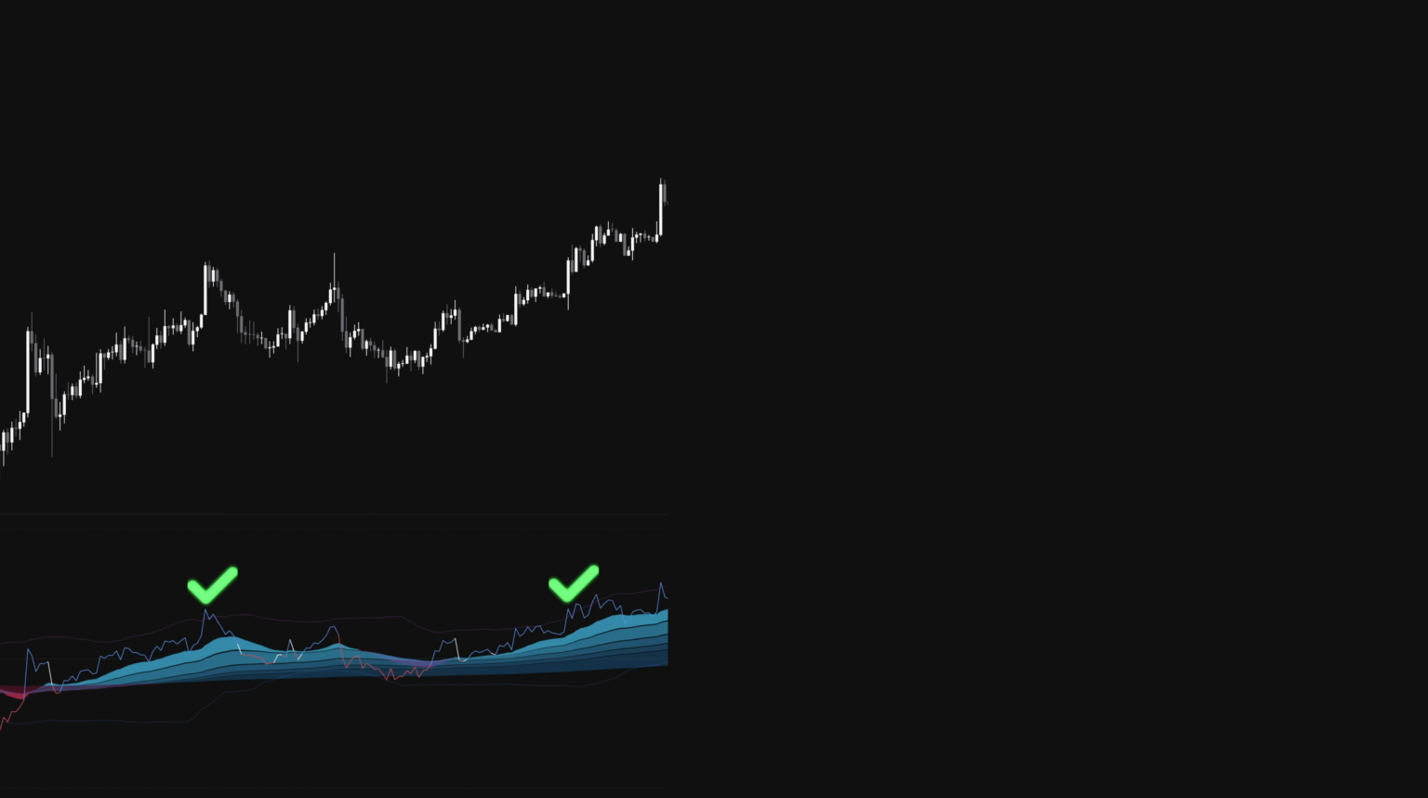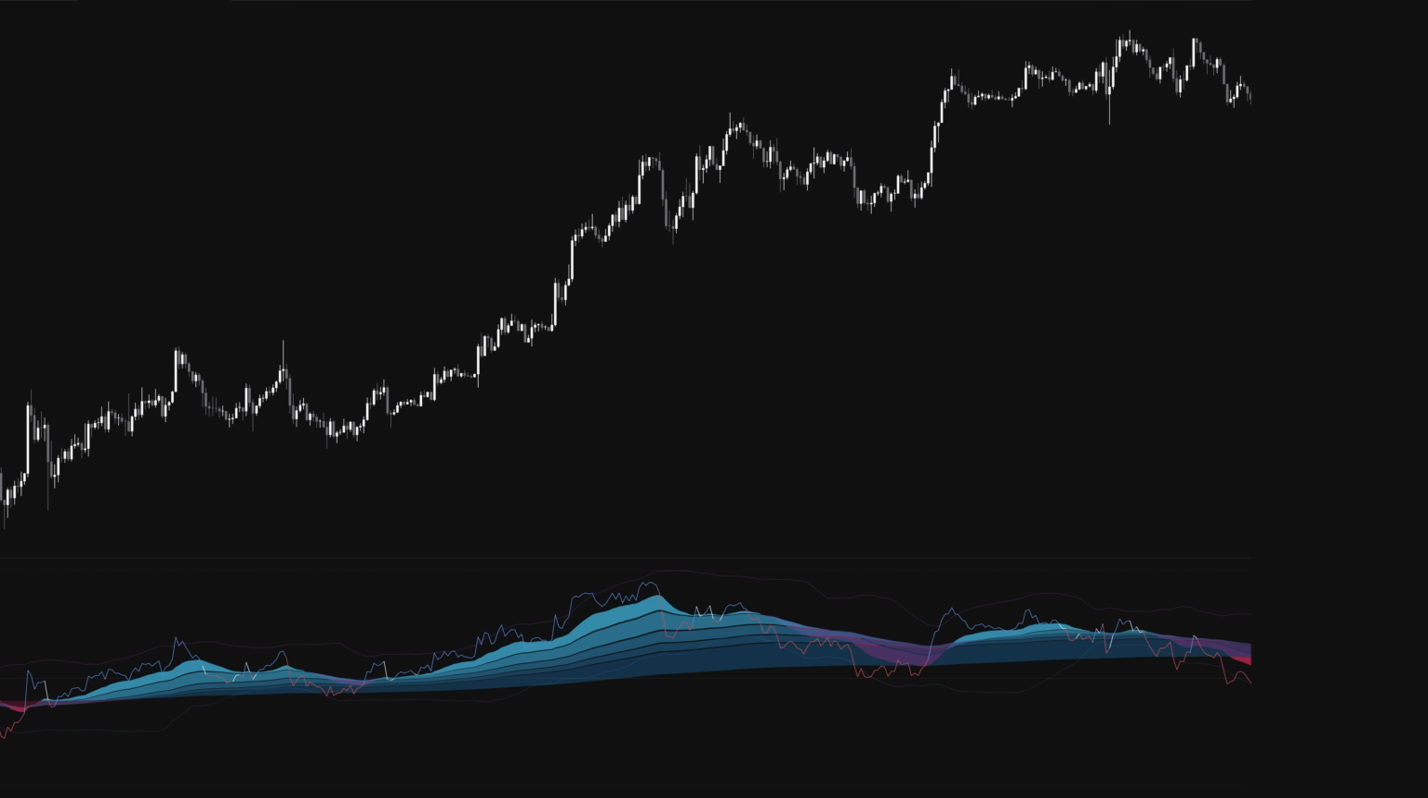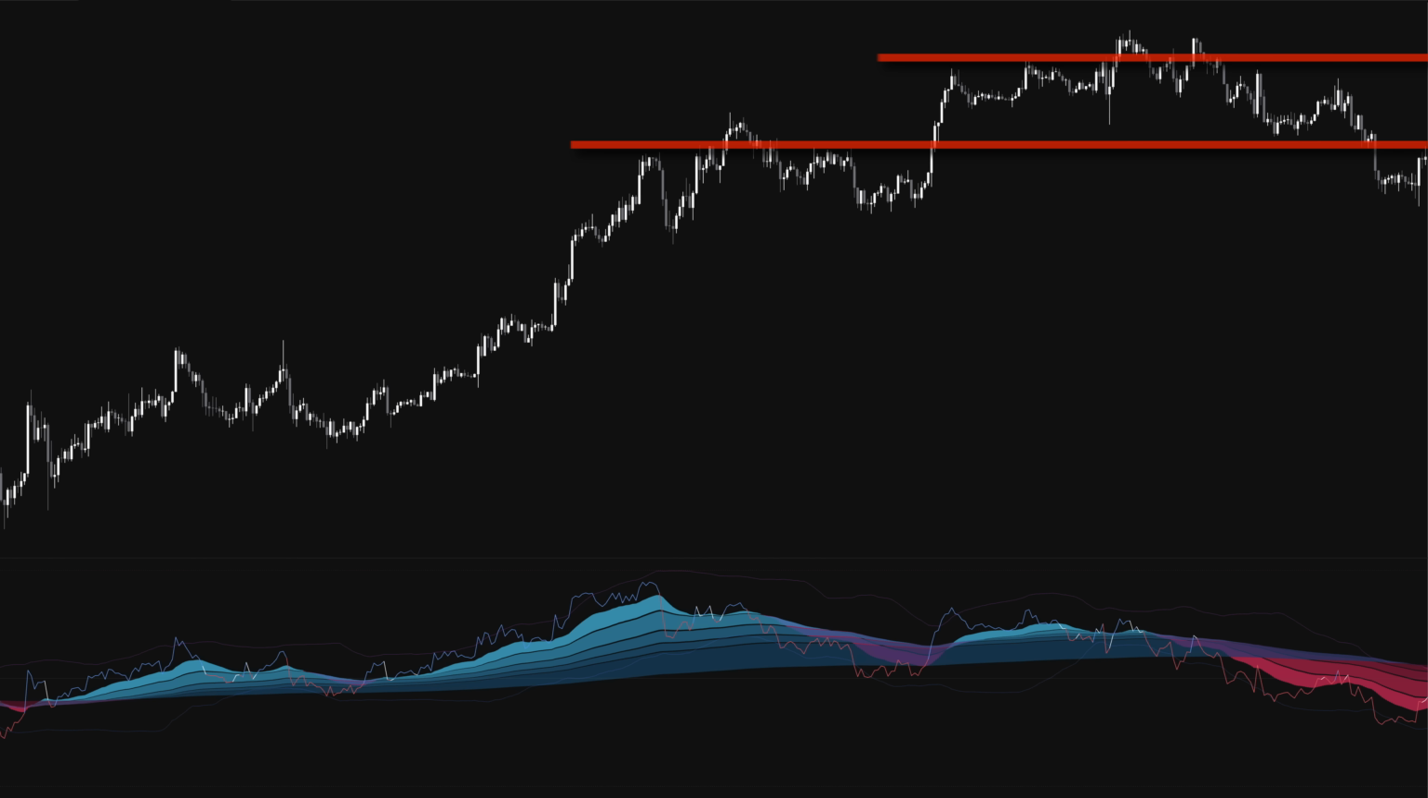After a pullback and RSI rejection by the ribbon, strong momentum often pushes RSI to hit or cross the Bollinger Band again in the trend direction. When that happens, it suggests there's still strength left in the move. If RSI fails to reach or break the band, it signals momentum is fading. This can be a good time to reduce exposure or close positions, especially if price nears key support or resistance.